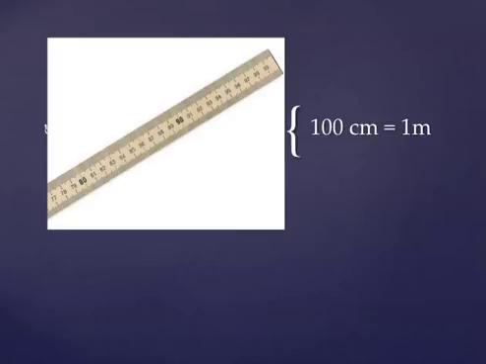Okay, this is really important, so I need you to listen and I want you to write this down too. 100 centimeters equals 1 meter. So there's our meter stick again. And if you look at the numbers, there's 100 centimeters in a meter. So 100 centimeters and 1 meter are the same thing.